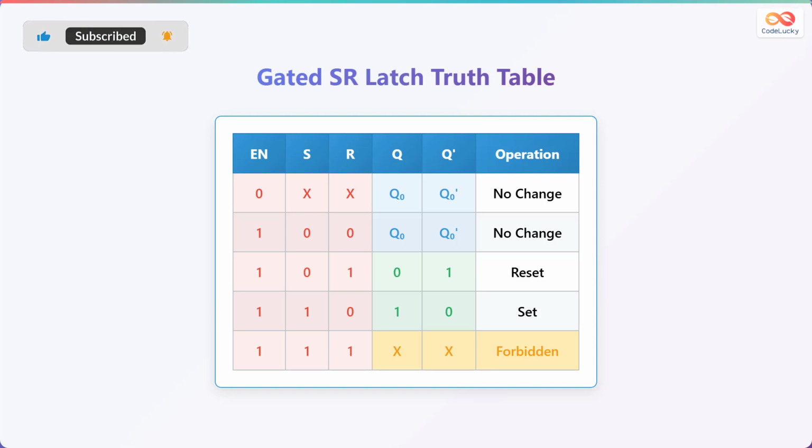When EN is 1, S is 0, and R is 1, Q becomes 0 and Q prime becomes 1, indicating a reset. When EN is 1, S is 1, and R is 0, Q becomes 1 and Q prime becomes 0, indicating a set. When EN is 1 and both S and R are 1, both Q and Q prime become undefined, resulting in a forbidden state.